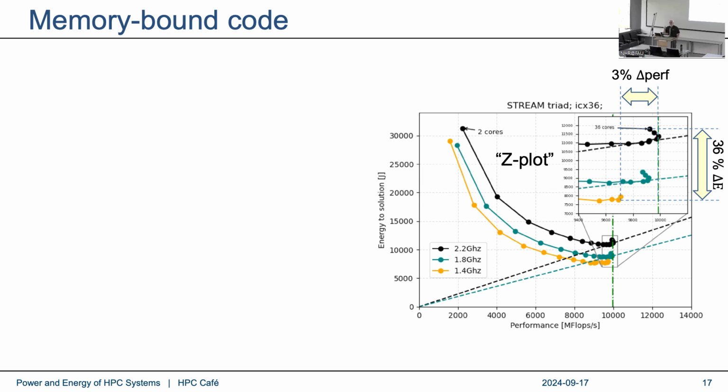This is a memory-bound code. We know it will scale for some time, and then it will stop scaling, as memory-bound codes go. And this is exactly what we see. Performance goes up, so we go to the right, but at some point it stops. And this is the inset here. It stops scaling, so performance stays constant, even goes a little bit back, but the energy goes up. So this is a typical memory-bound behavior.